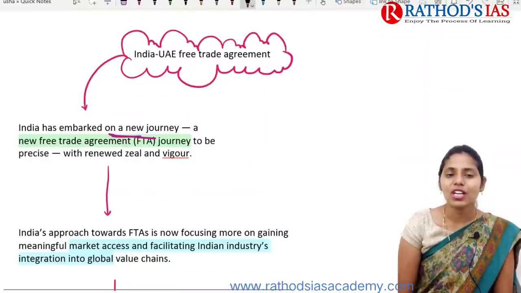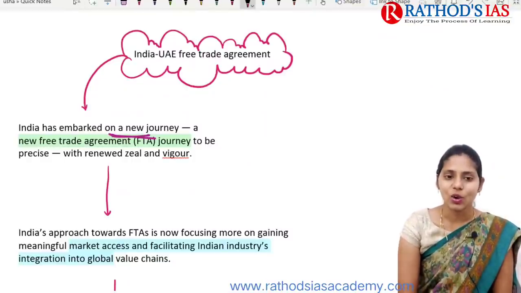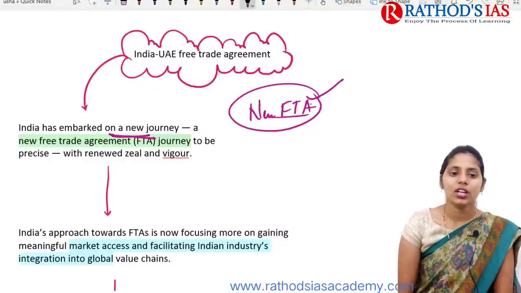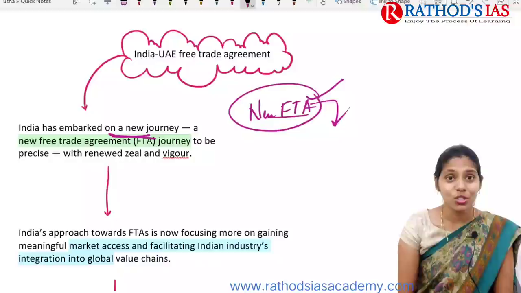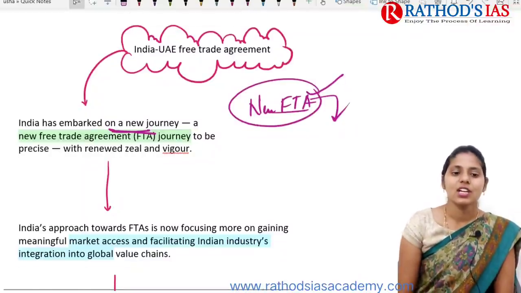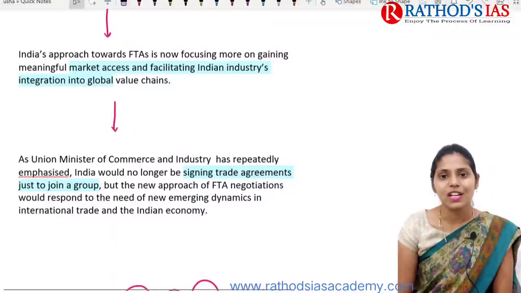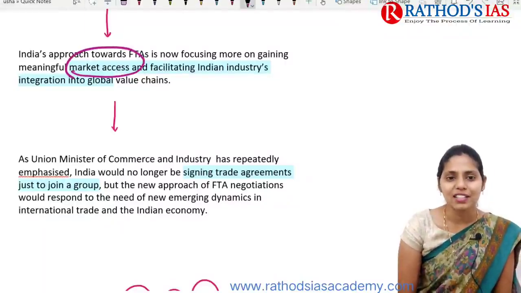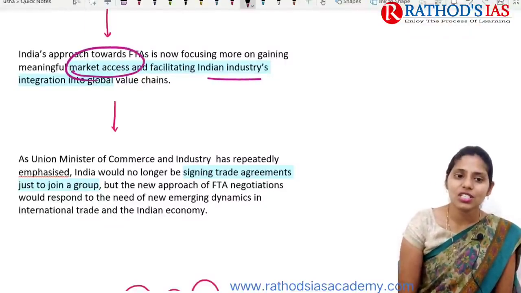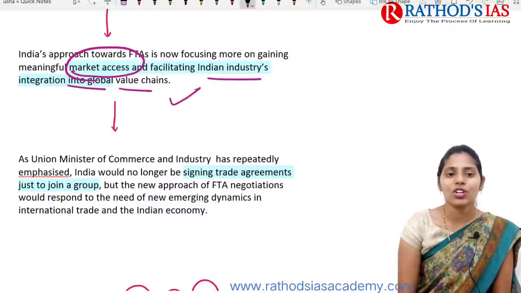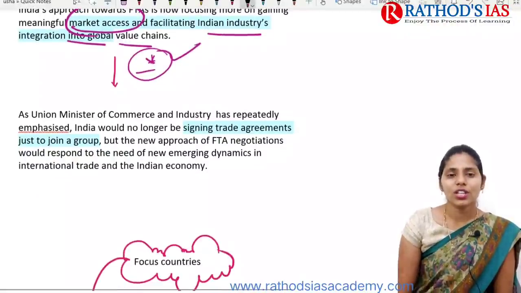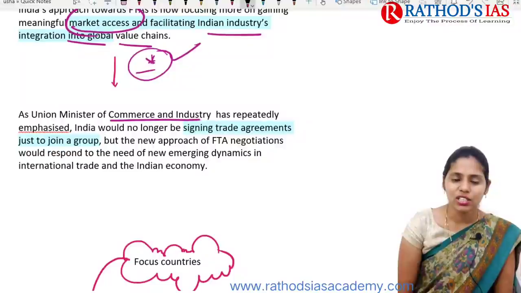India has embarked on a new journey, okay? It is coming up with a new free trade agreement journey, mainly going for renewal, and with the new deal we are having new free trade agreements. India's approach towards free trade agreements is now mainly focused on gaining meaningful market access. We need to facilitate India's industries' integration into the global value chains. So we are focusing on market access and also on global value chains.